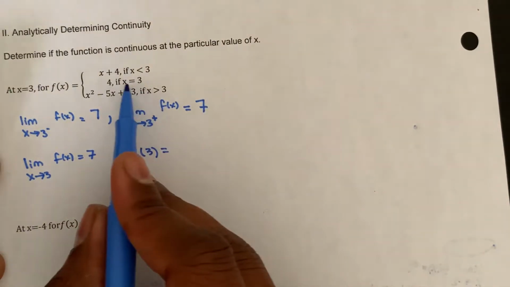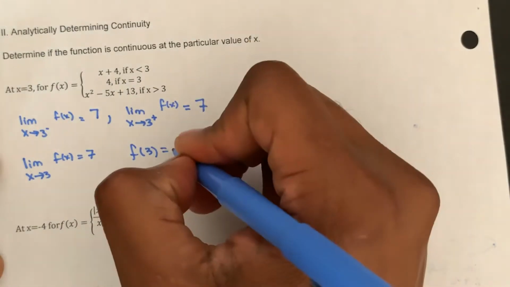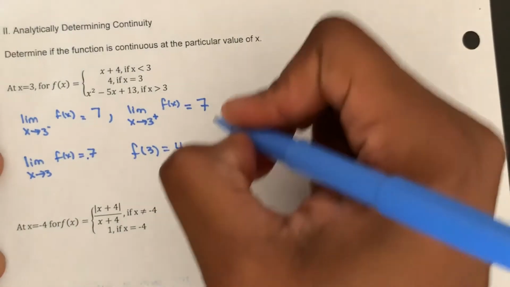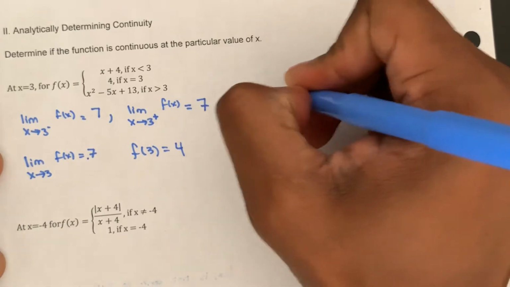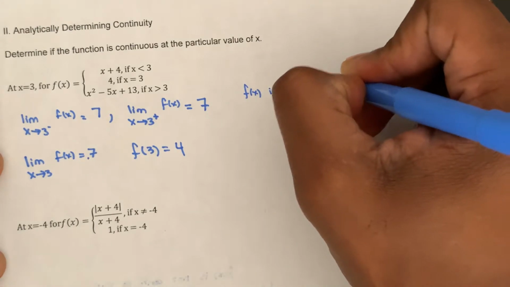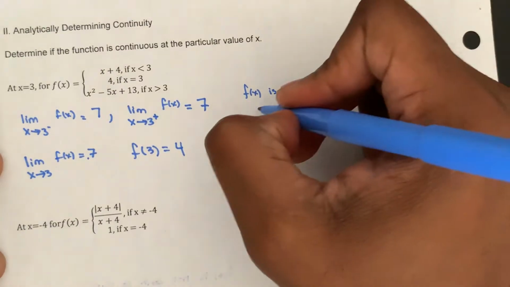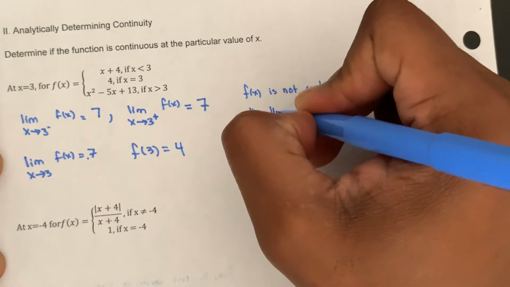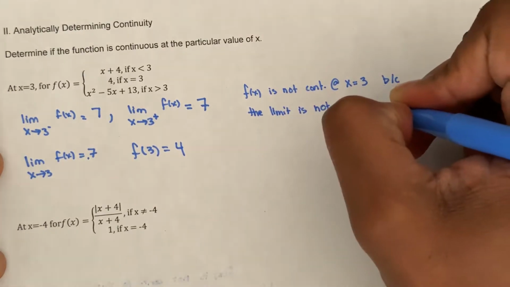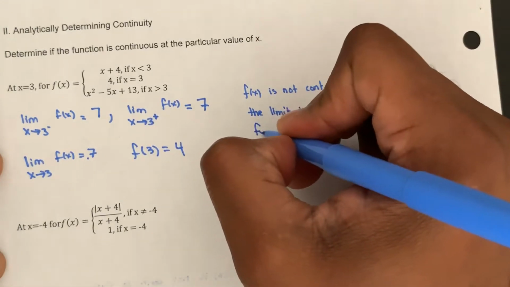Now f of 3, it says that if x is exactly equal to 3, then it should be 4. So our limit is not the same as our function value. So we would say f of x is not continuous at x equals 3 because the limit is not the same as the function value.